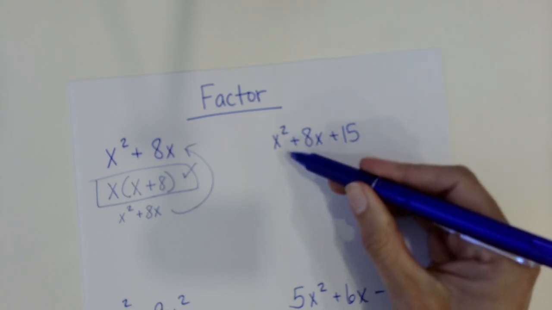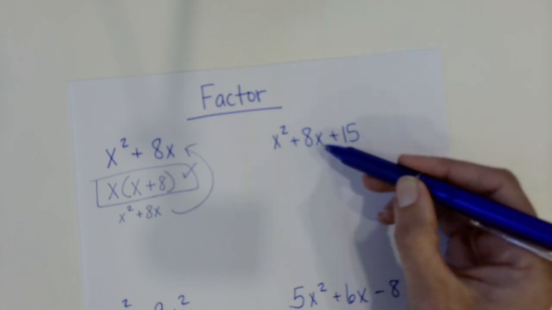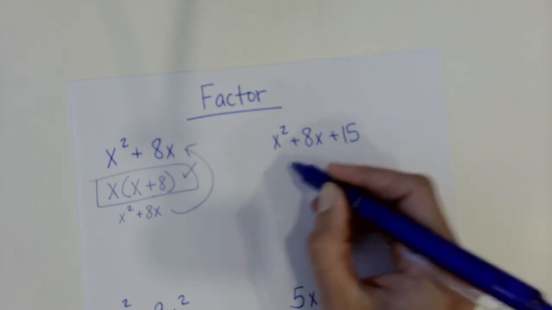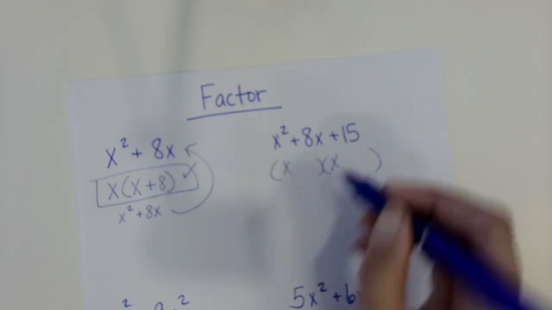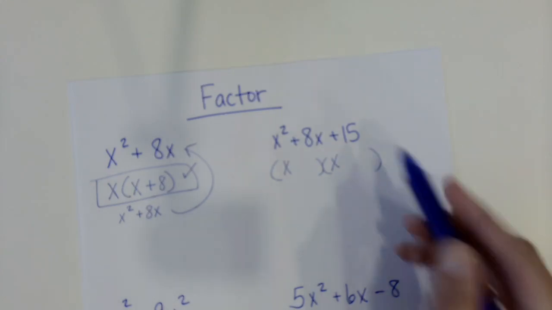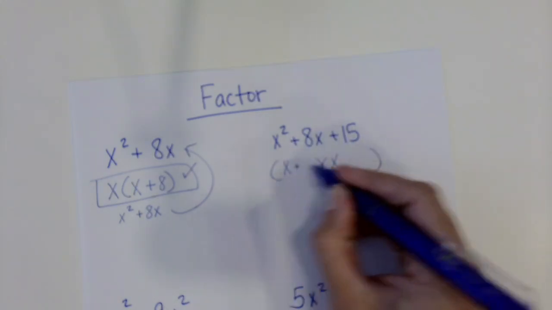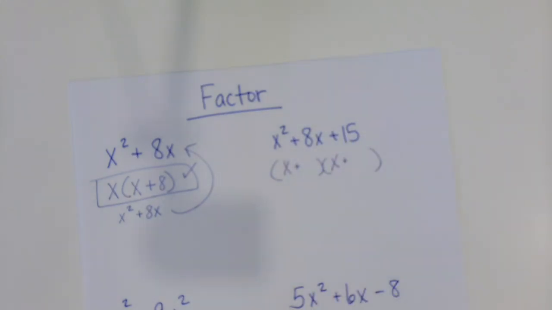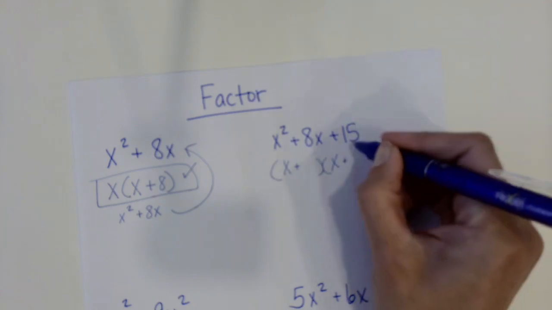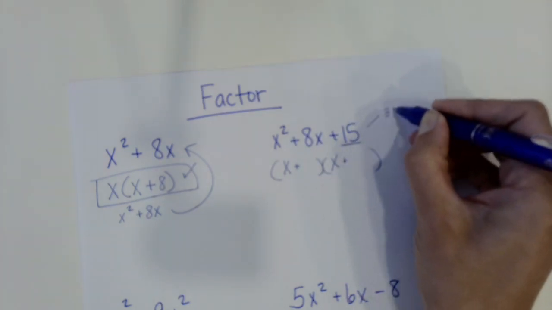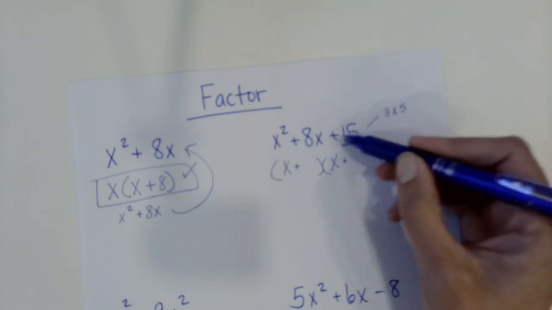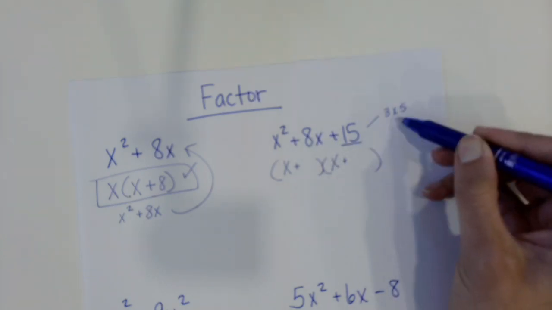We have x squared plus 8x plus 15. So we know we're going to end up with x times x. That's our first digit. We have positive numbers, so we know we're going to have positives here. We have to figure out what numbers multiply to get 15 and add to 8.